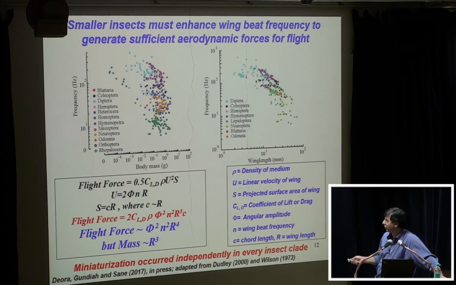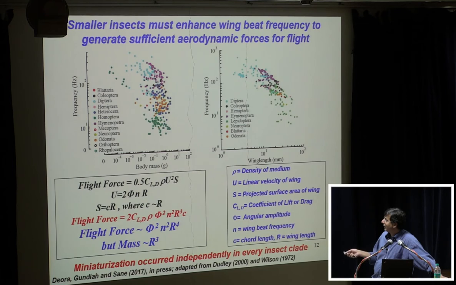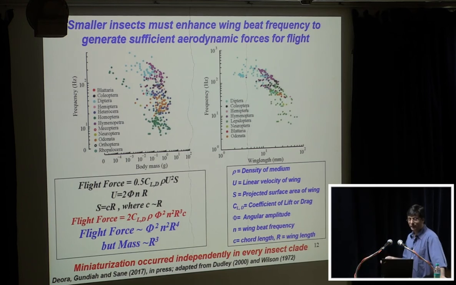These are log plots, so you can see that they actually increase almost by an order of magnitude, and they can go up to almost 1,000 hertz. Mosquitoes have been recently shown to operate at something like 750 hertz. Midges go up to 1,000 reportedly. So this is remarkable. Let's just put that in perspective.